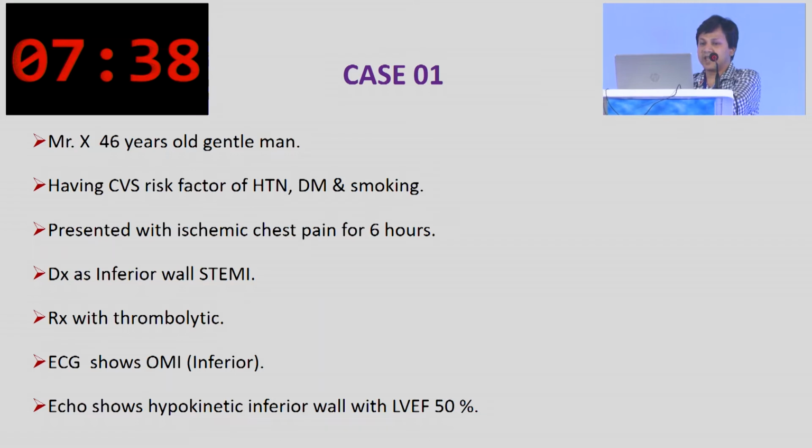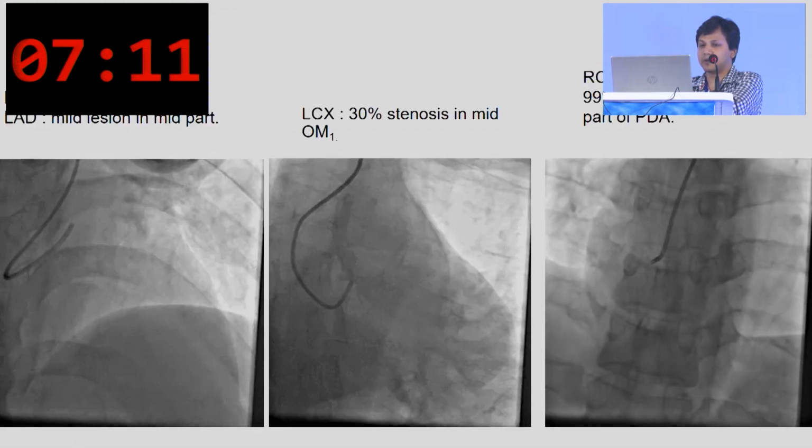Case: Mr. X, a 46-year-old gentleman with cardiovascular risk factors of hypertension, diabetes and smoking, presented with ischemic chest pain for 6 hours. He was diagnosed as inferior ST elevation MI and initially treated with thrombolytic. ECG shows old inferior MI, and echocardiogram reveals a hypokinetic inferior wall with LV ejection fraction of about 50%.